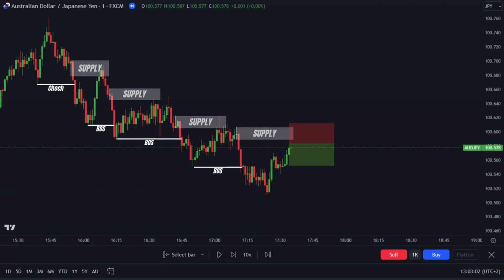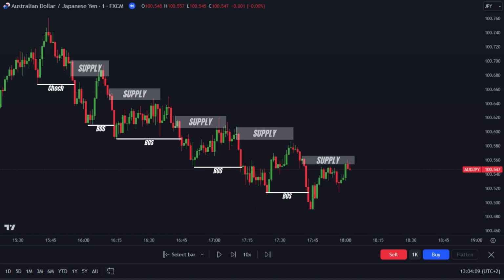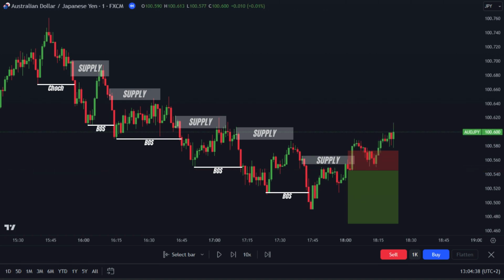Again, we enter sell orders, this time with reduced risk per trade. Once more, price moves in our favor, hitting take profit. The pattern repeats as price retraces to retest our supply zone, offering us another opportunity to sell. Unfortunately, this time we hit stop loss.